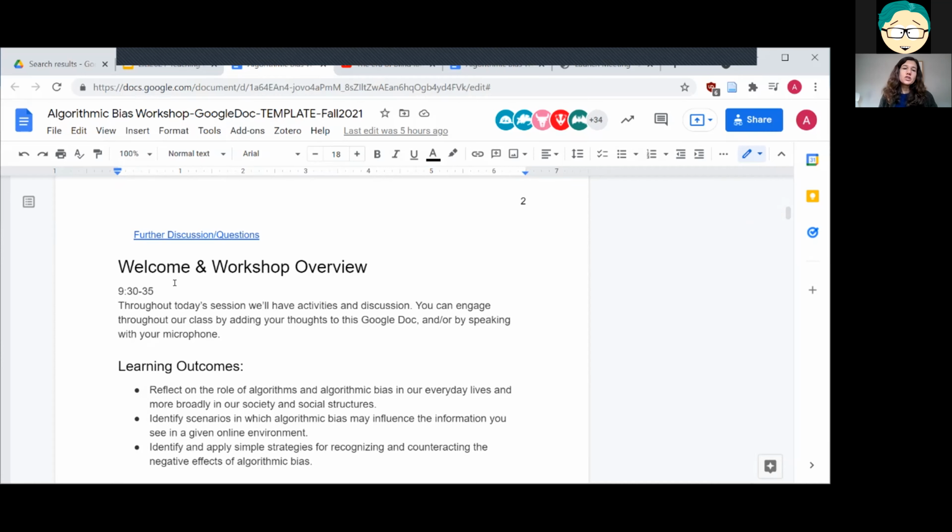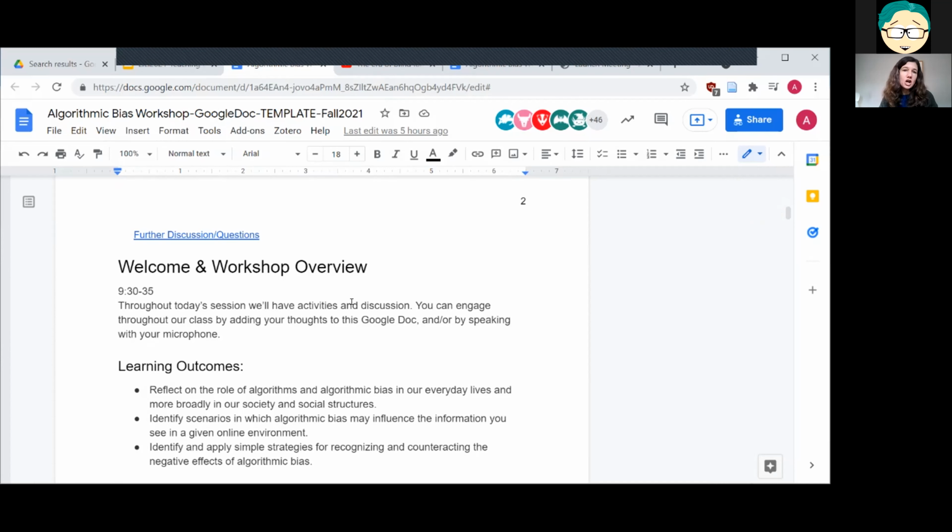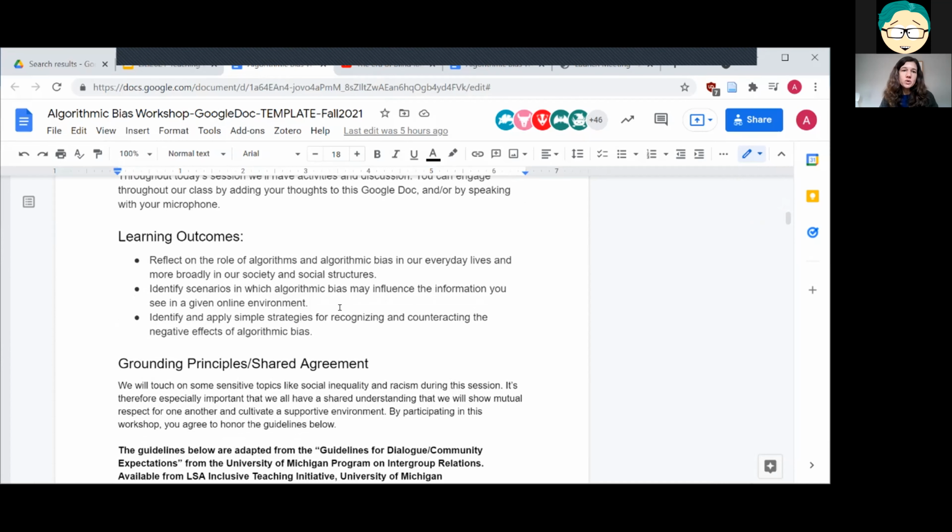So if it's a virtual workshop, just explaining that we're going to be using this Google Doc. People are invited to add to it anonymously if they prefer. So if they want to add to it anonymously, I tell them they want to be logged out of their Google account, or their name will show up, just so they have an option for how they want to engage.